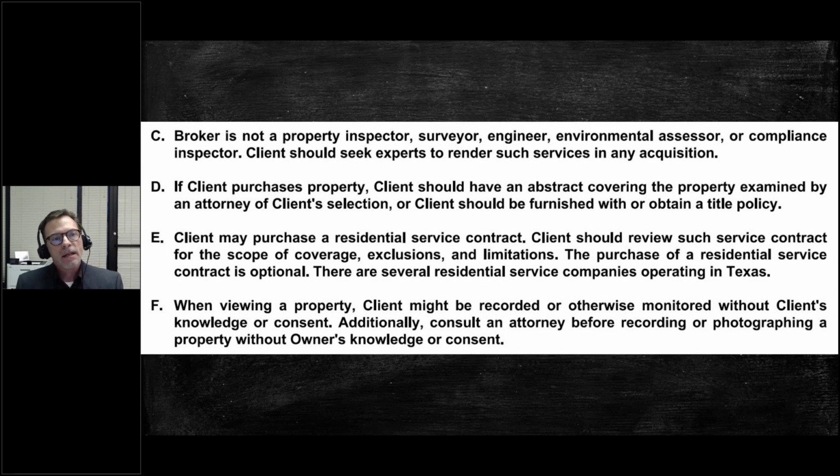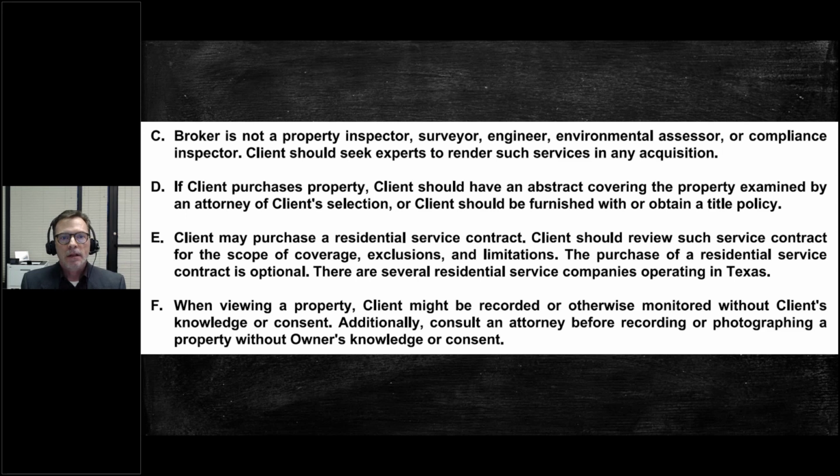C, this is a restatement of what the broker's notice to buyer tenant form that we talked about at the beginning of the course says: broker's not a property inspector, surveyor, engineer, environmental assessor, or compliance inspector. Clients should seek experts to render such services in any acquisition. Your broker's not an expert. The only things that we are obligated to do under the buyer-tenant representation agreement are to negotiate and to assist in the acquisition of property in the market area.